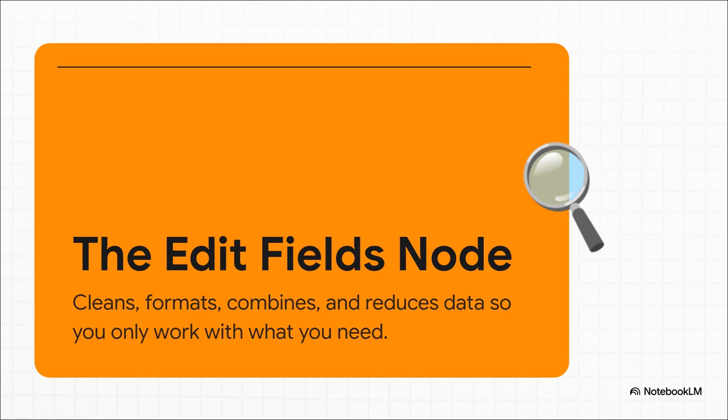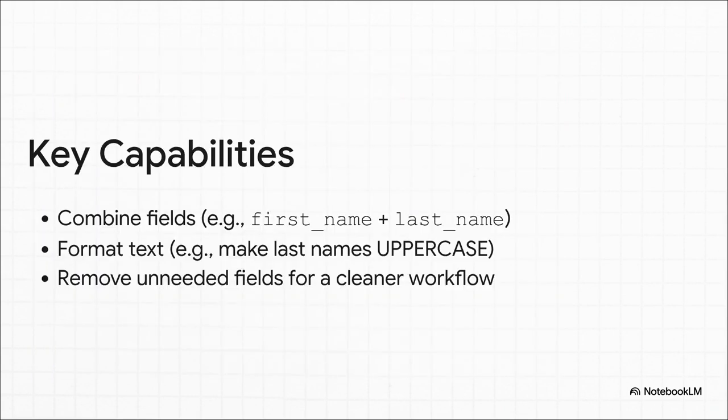Its entire job is to sweep up all that clutter, clean up your data, and hand you only the fields you want to see, formatted exactly the way you want them. And this node is seriously powerful. You can do things like combine a first name and a last name into one clean full name field. You can format text on the fly, like, say, making all last names uppercase for consistency. And, maybe most importantly, you can just get rid of all the extra fields you don't need, which makes every single step that comes after it so much cleaner.